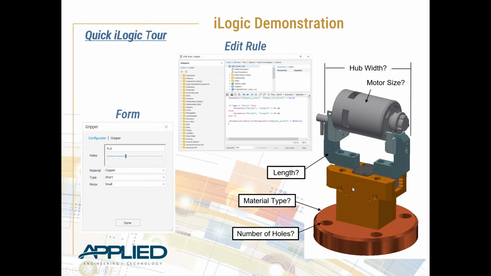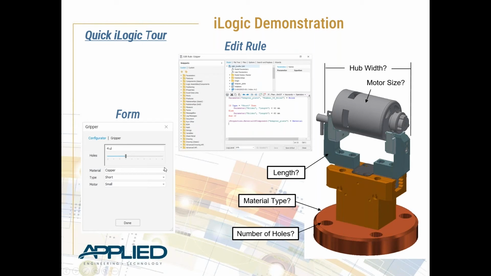So I'll be getting into a demonstration then in this gripper assembly. I want to be able to develop a form. That form is on the left there, an example of the form, and I'll have a slider bar that will allow me to decide how many mounting holes I want on this base plate, as well as what type of material I want for that base plate.